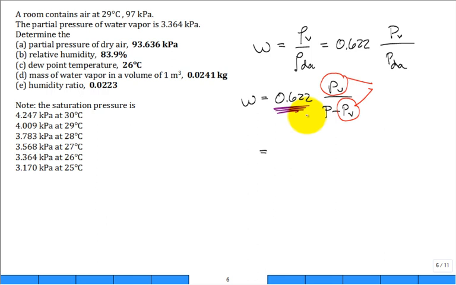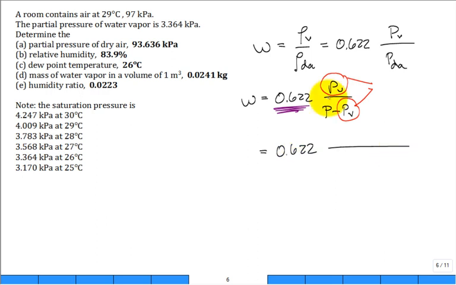Ratio of the molar masses, that's right. The vapor divided by the dry air, 18.02 divided by 28.97 gives you, rounded off to 3 significant digits, 0.622. And a lot of people just forget where it comes from. It's just magic. It's just, there it is. 0.622, let's run with it, let's use it.